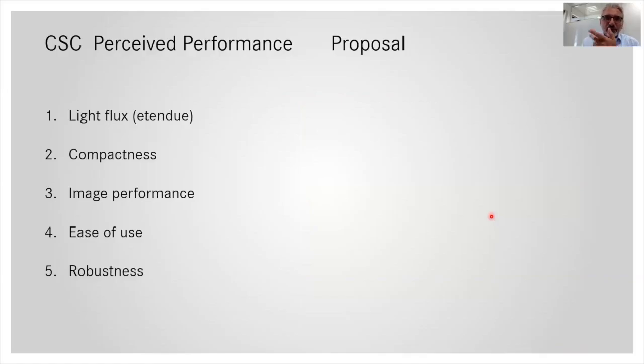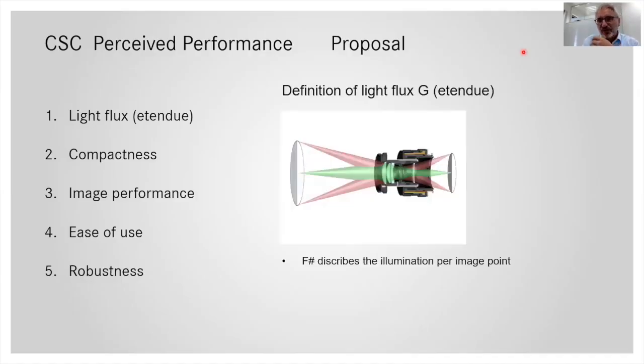Before I continue presenting lenses, I would like to introduce perceived performance as a proposal, perceived performance for you as a customer. I would like to talk about five points: light flux, compactness, image performance, ease of use, and robustness. And I will explain each parameter. So light flux, and sorry to say, it's a little dry what I'm explaining now, but otherwise I can't explain technique. Light flux is the whole light you transport by optics.